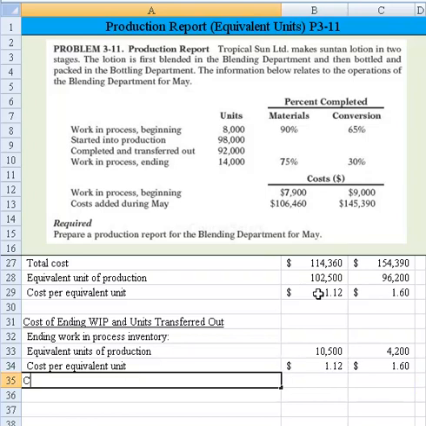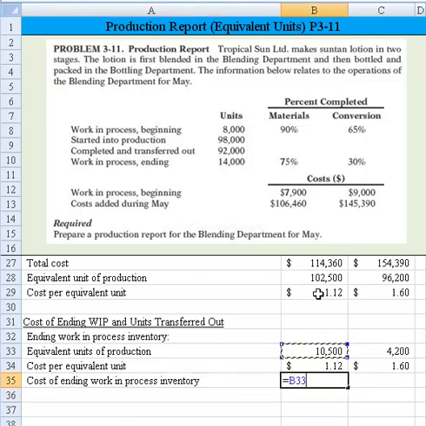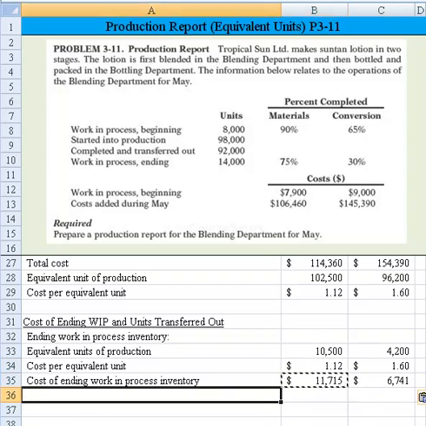So once we have that, we just do the multiplication, and we can come up with the cost of ending work in process inventory. I'm going to spell that out. So the cost of ending would be the 10,500 equivalent units of production times the cost. And we'll round this, we don't need decimal points, and so that's going to be dollars and cents. Copy that there. And we've come up with the cost of ending work in process.